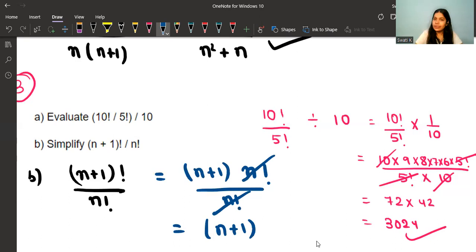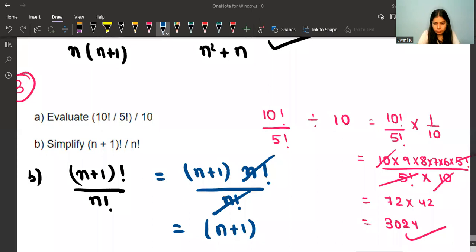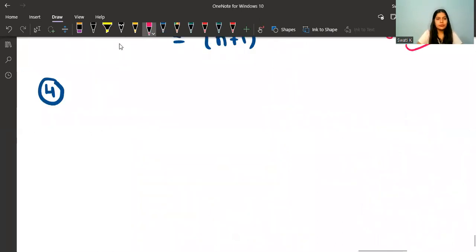So we have completed the third set of questions as well. And now we can move to the fourth set. Fourth question is very simple. We simply have to find out the value of 7 factorial. So it simply says find the value of 7 factorial.